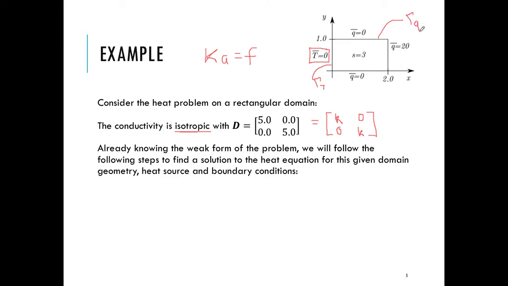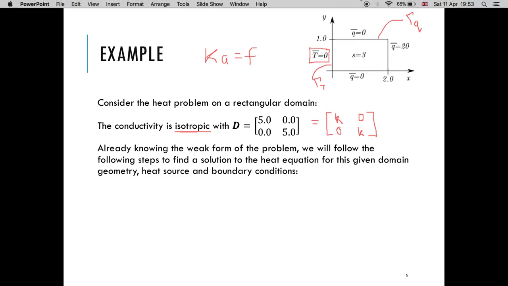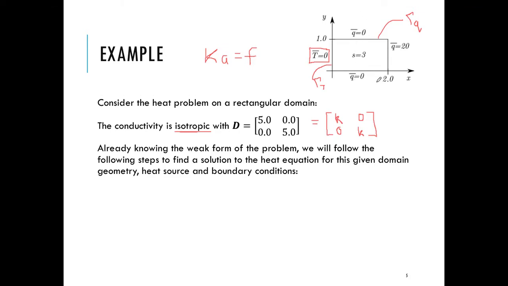And on gamma Q, what is given? Q is 0 for this top boundary and this bottom boundary, and Q equals 20 at this right boundary. Next, I have also been given that my heat source is uniformly distributed and has a value of 3 over the whole domain. Okay, so this is all the information that we're given.